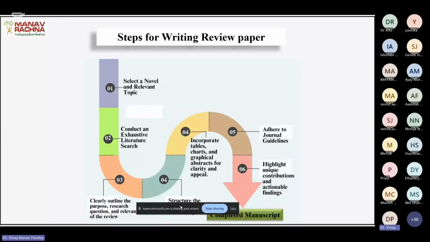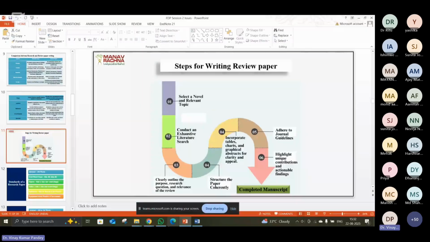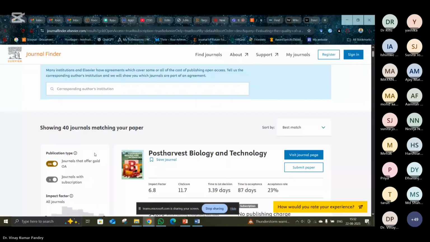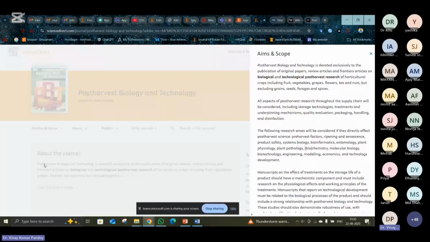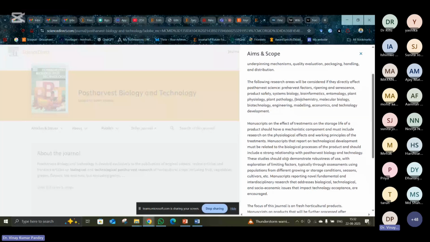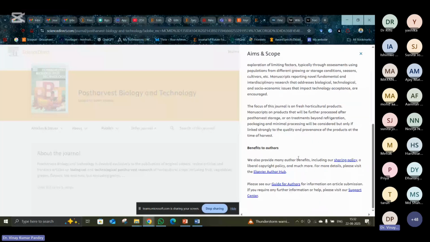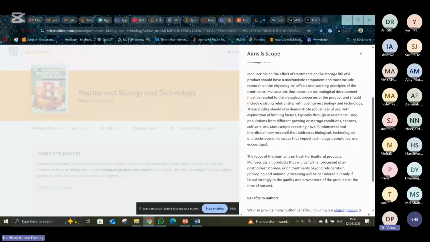Then we'll go for the guidelines. I'll show you. Suppose in Elsevier, I'll click on this journal, the first journal, right? So this is the journal, impact factor is 6.8. Here is aim and scope. I can read out whether it is falling in my area or not. So after reading all these things, I'll finalize, okay, this is my journal.